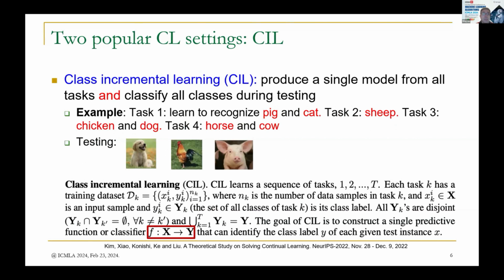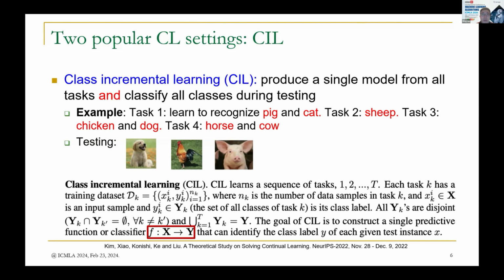However, the second setting, which is incredibly difficult, is called class incremental learning, which produces a single model from all tasks. And then at classification during testing, we have no idea of the task ID. For example, task 1 is to learn to recognize pig and cat, task 2 sheep, task 3 chicken and dog, and task 4 horse and cow. At test time, I just give you an image and you tell me what animal it is. So in this case, we don't have a task ID, and you can see the classification function is x mapped to y. We don't have the t anymore. So in this case, it's extremely difficult.